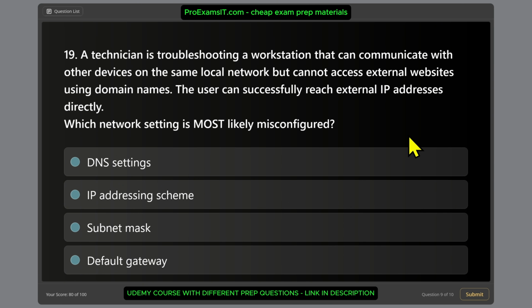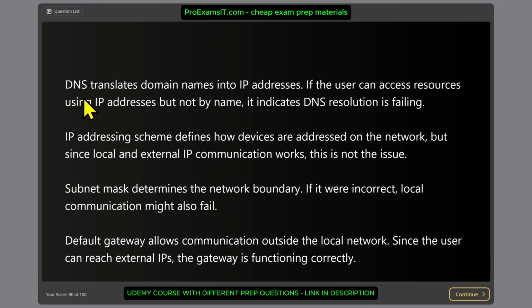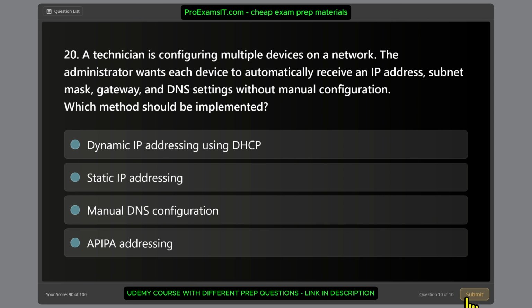So they can access through IP, but they cannot access through hostnames. This is the job of the DNS, right? DNS translates domain names into IP addresses. If the user can access resources using IP addresses but not by name, it indicates DNS resolution is failing, right? IP addressing scheme defines how devices are addressed on the network. These are the incorrect options. Subnet mask determines the network boundary, and default gateway allows communication outside the local network. And the user can reach external IPs, so the default gateway is functioning.